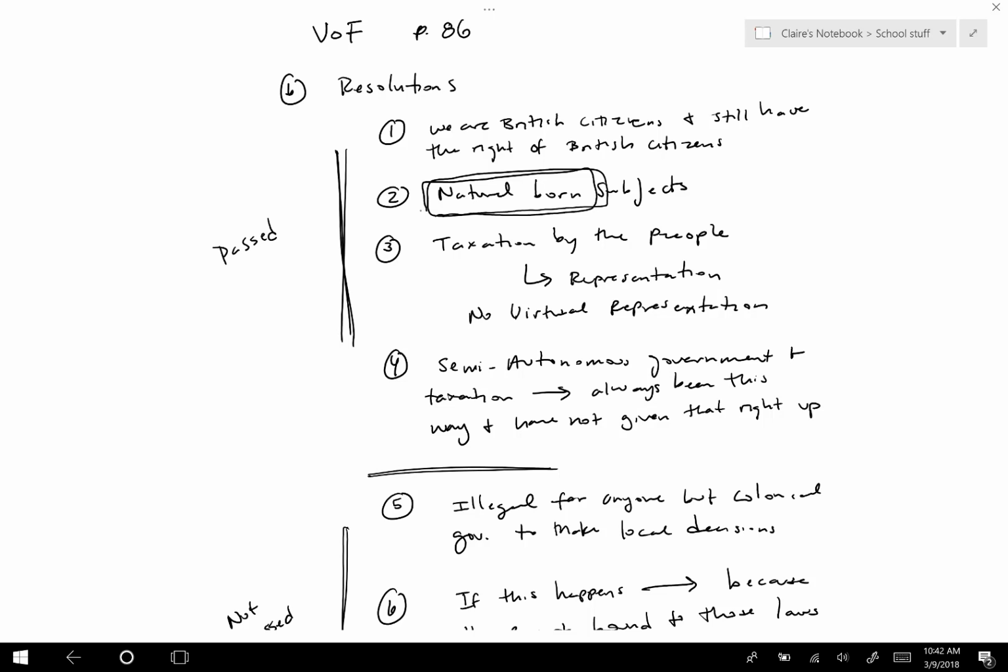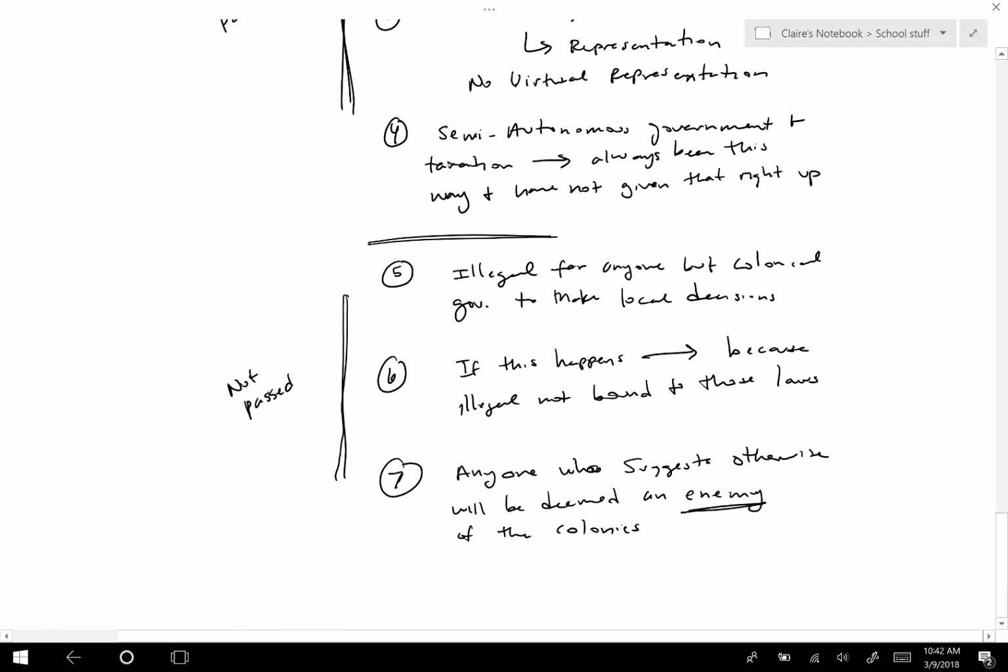And then, the taxation by the people, representation. We never gave up our right to be semi-autonomous, so all of these things should be part of that. The last three then get a little bit harsher with saying that, it's illegal, and if it happens, then we don't have to follow the rules, and anyone who's an enemy. And that's like going towards, we're ready to revolt and not follow any laws. They weren't ready for that yet.